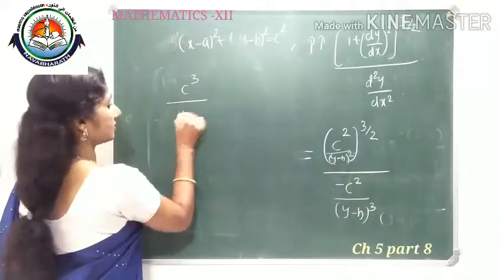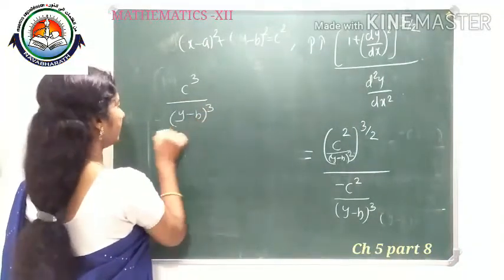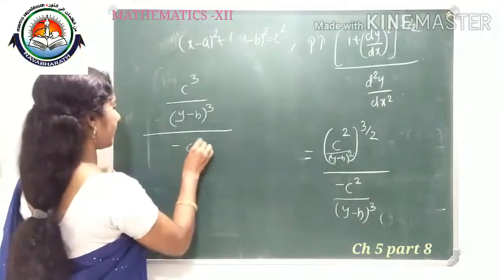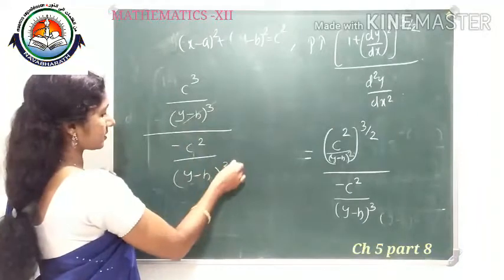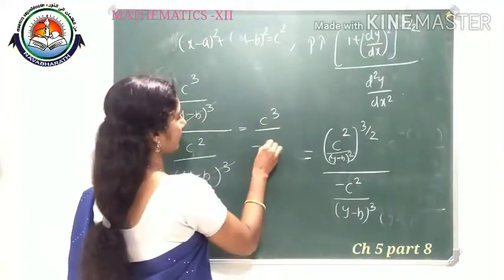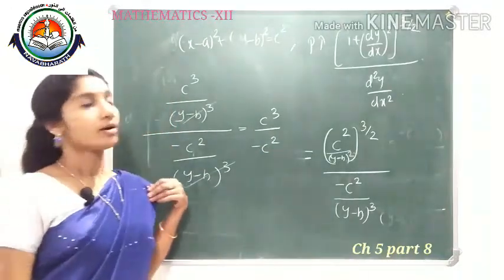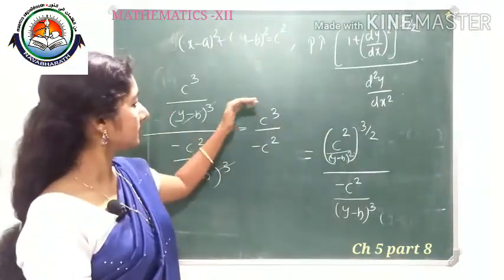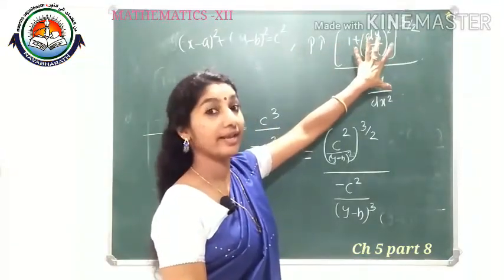So in the denominator, the numerator's denominator will come as (y minus b) whole cube, divided by the denominator, which is minus c square by (y minus b) whole cube. So (y minus b) whole cube we can cancel. So we are getting c cube divided by minus c square, that means minus c. So what we got? We got this value does not contain a and b.